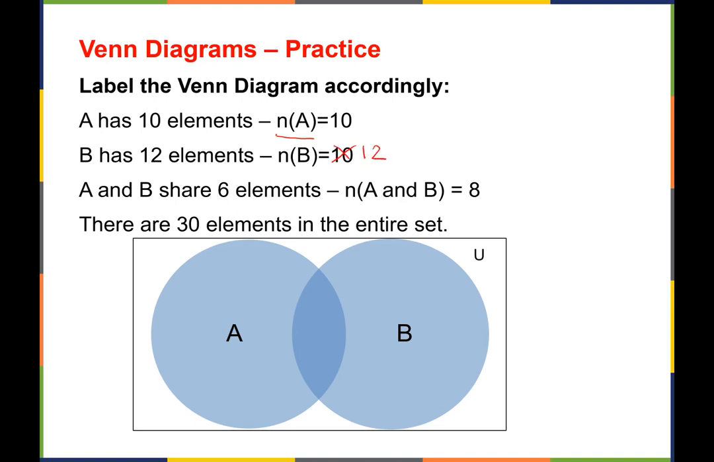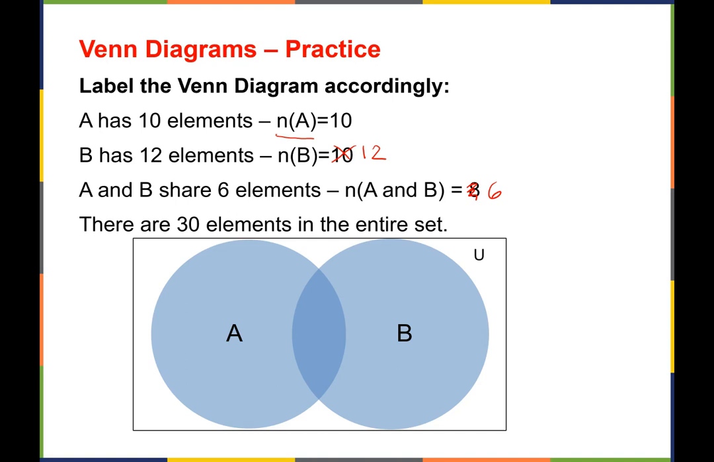And A and B share 6 elements. That means that the number in A and B is equal to 6. Then it tells us there are 30 elements in the entire set. All right, so let's go ahead and see if we can label the Venn diagram giving this information.